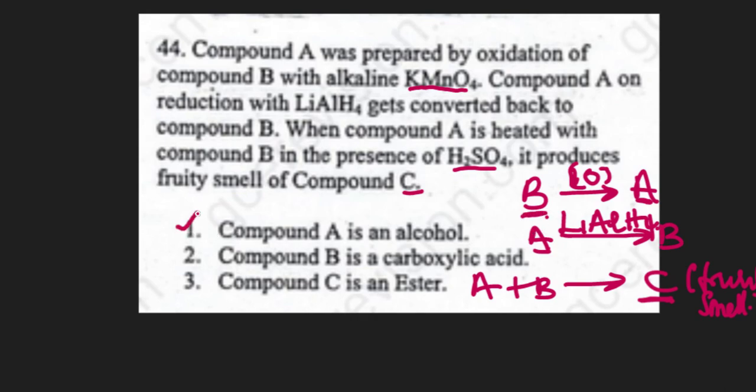Now, option 1 says A is an alcohol, which is already off. We have seen that B is oxidized to A, so A should be a carboxylic acid. 2. Compound B is a carboxylic acid. That is not true. Compound B should be an alcohol, because they say B is oxidized to A. So 2 is off. 3. Compound C is an ester. When an alcohol reacts with a carboxylic acid, an ester is formed. Therefore 3 is correct, making our answer D.